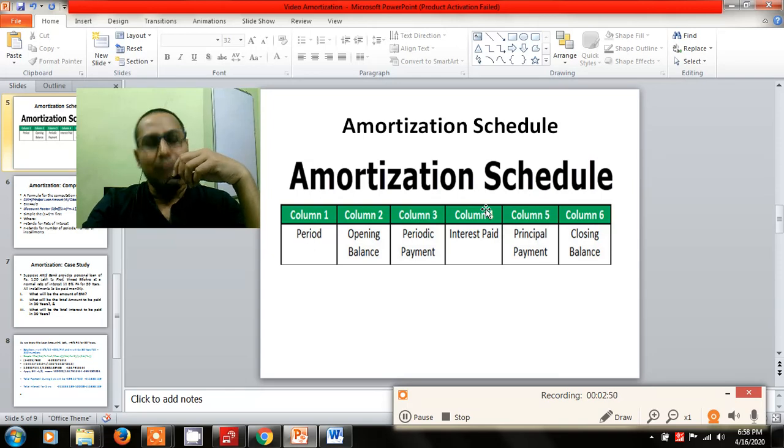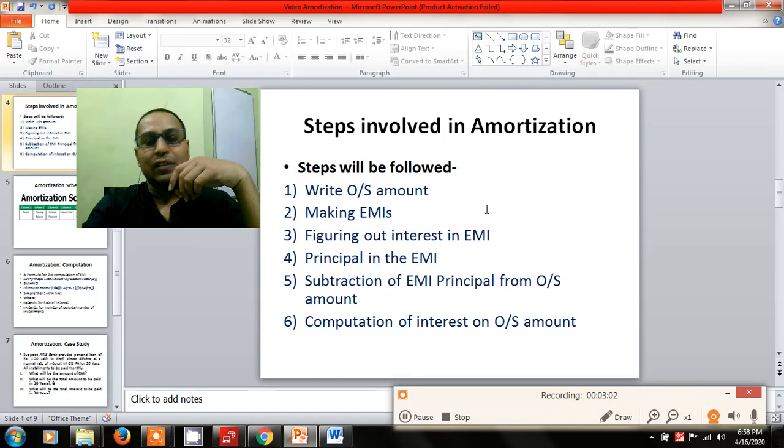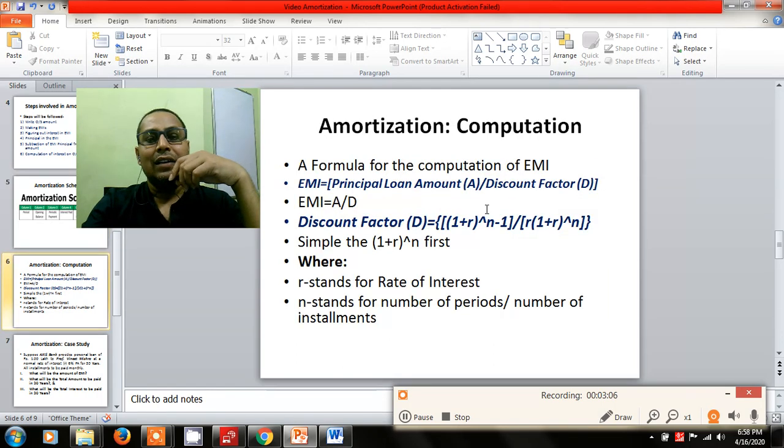Number one, it may be the serial numbers. If 30 installments are to be paid by the borrower, definitely 30 rows will be there, and columns will be there according to the steps we have just discussed. And next, the formula applicable in computing the amortization is EMI equals A by D, where A is the loan which is taken as principal, and D is the discount factor. Discount factor is very simple to calculate as per the formula I have mentioned in my scheme.